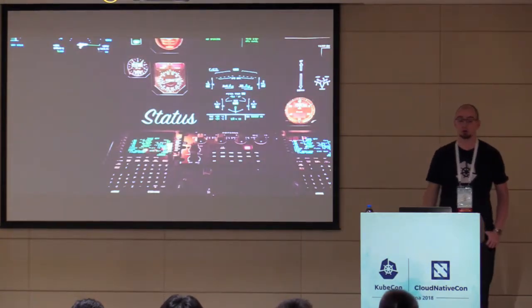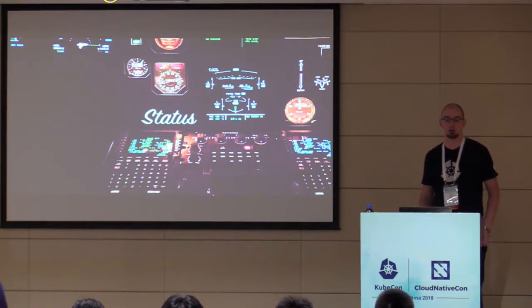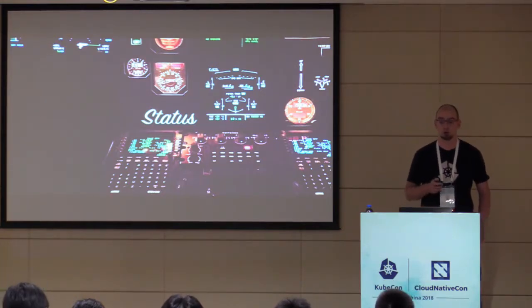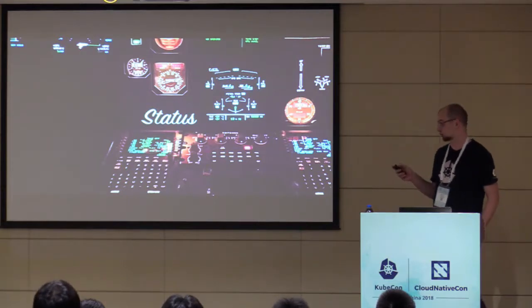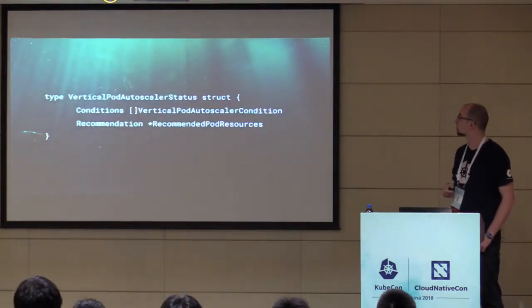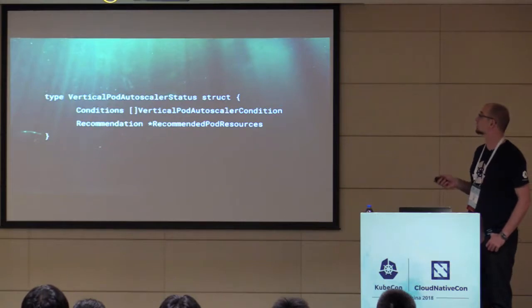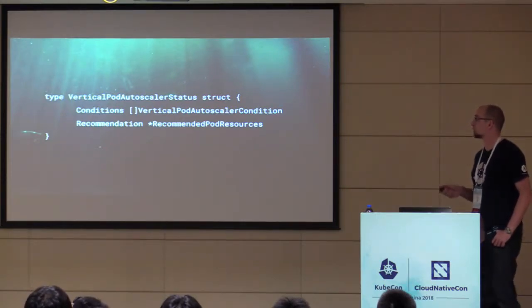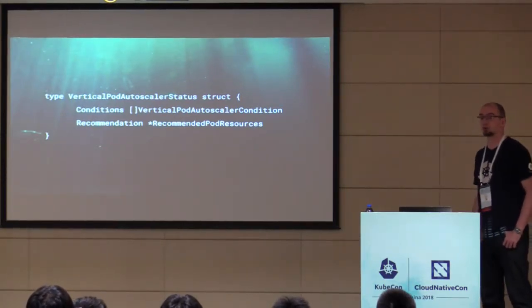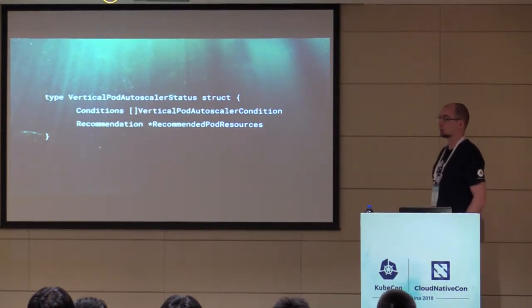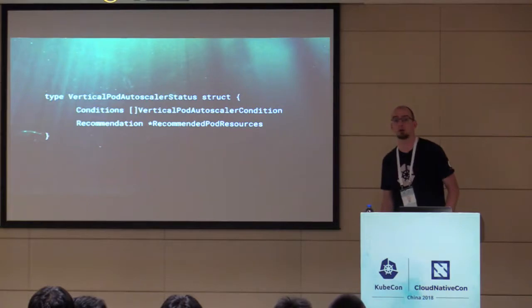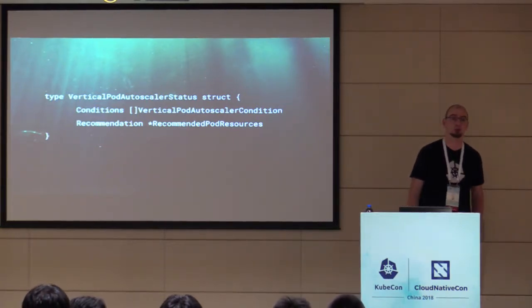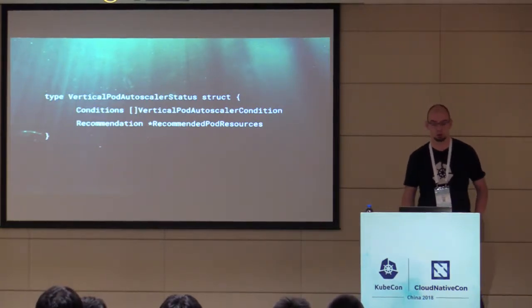So we know what we can ask the Vertical Pod Autoscaler for. Now it's time to show what VPA can give us in return in the status structure of the object. So in the status, we have two fields. The first one, conditions, gives us information about whether the VPA is working at all. Has it provided its recommendation, or maybe it does not have enough samples to provide anything meaningful to you.